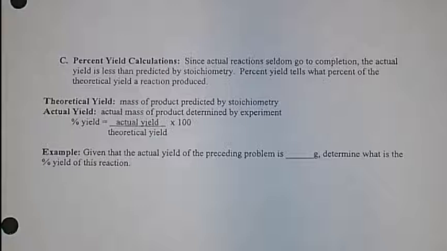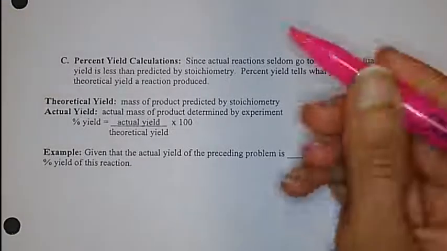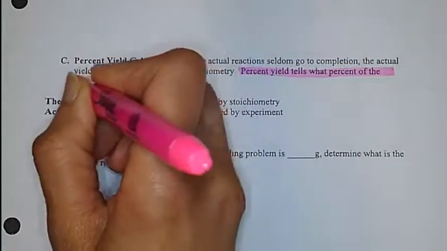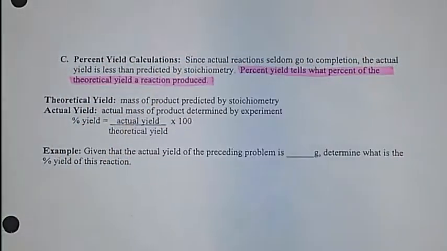So let's say you are about to do an experiment, but before you do the experiment, you sit there and mathematically determine how much of the product you are actually going to produce. And then you actually go into lab and start doing the experiment. Well, that's exactly what percent yield is. Percent yield tells you what percentage of the theoretical yield a reaction will produce.